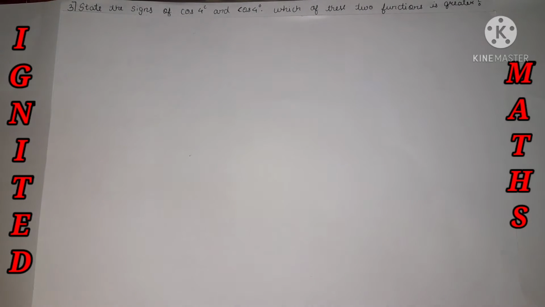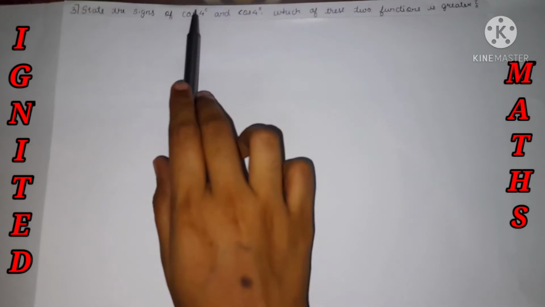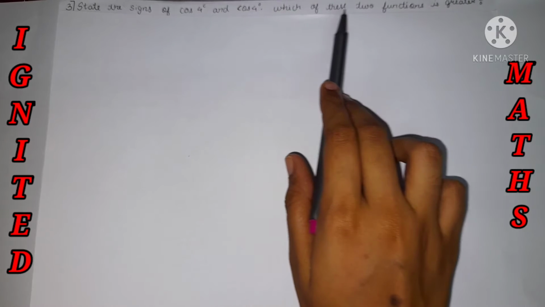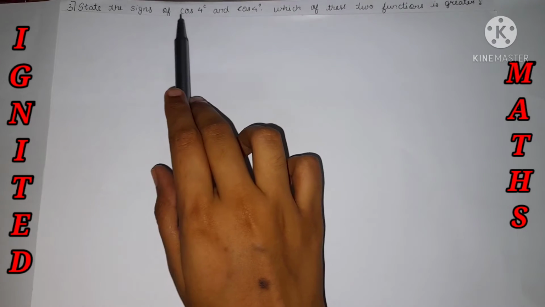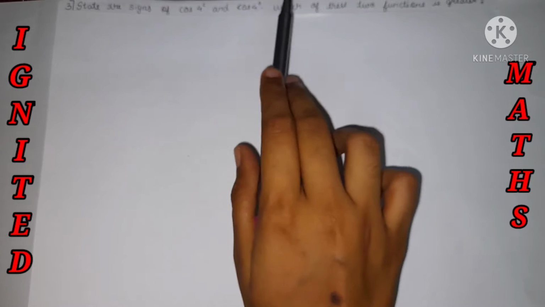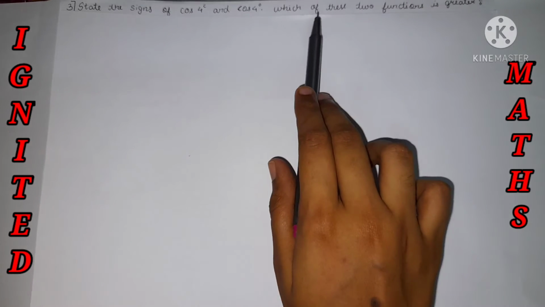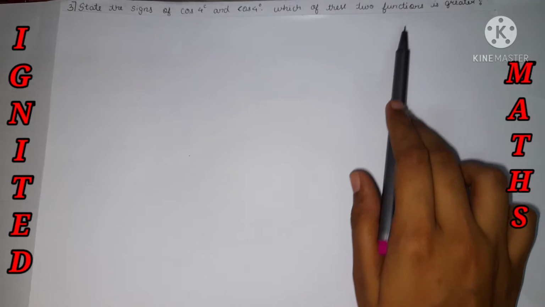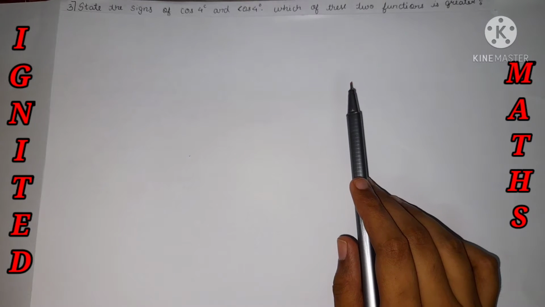Third main question: state the sign of cos 4 radian and cos 4 degree, and which of these two functions is greater. Here the two functions are given and we need to state the sign of the two functions, and once we have found that, we need to identify which of these two functions is greater. So let's start with it.